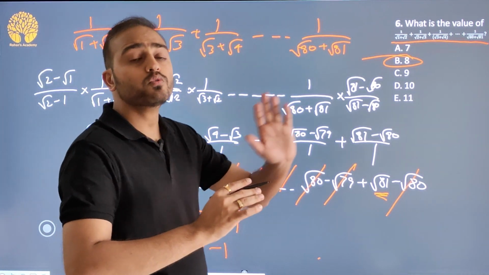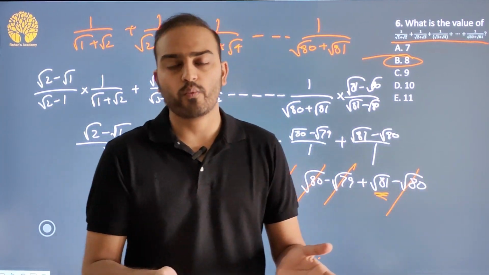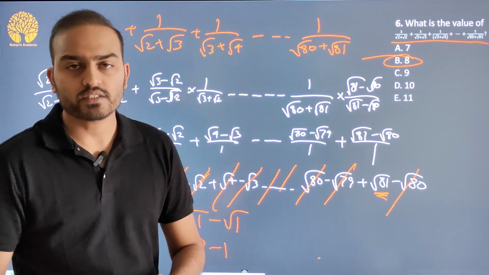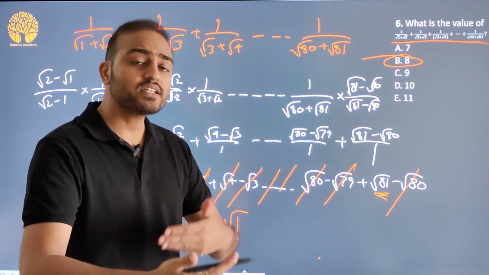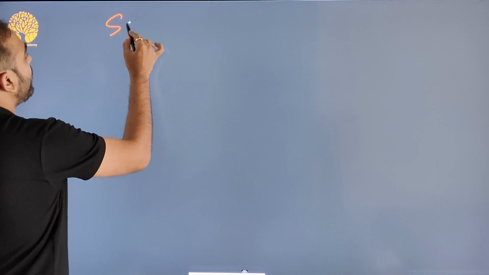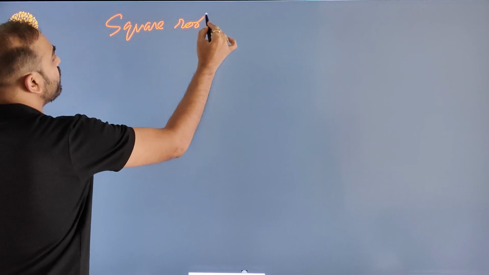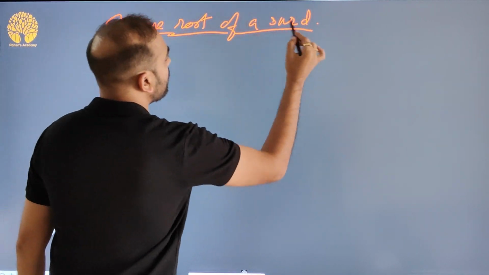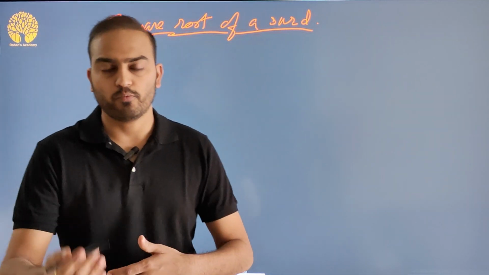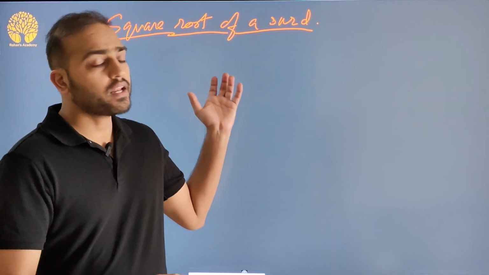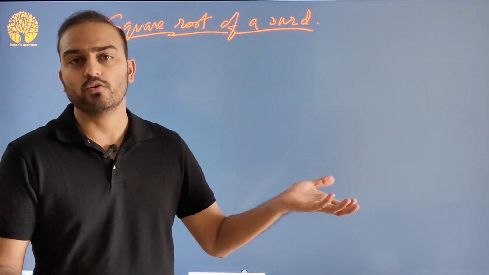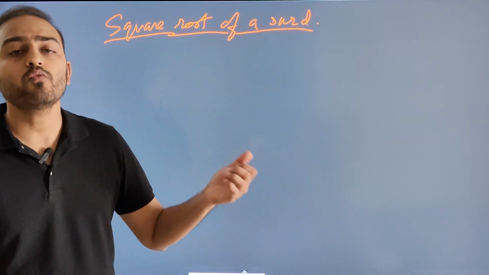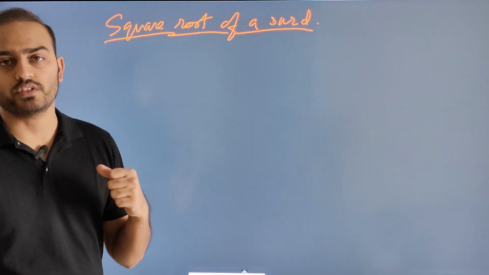Okay, so it doesn't matter how difficult or complex the question looks. Remember, you know your concept, you have to apply it and then see where it goes. So moving on to the last concept for today, this is square root of a surd. Okay, so see, what we have learned till now is exponents. We have understood the powers and all, right? Then we have learned roots or surds. Now what we are looking at is square root of a surd.